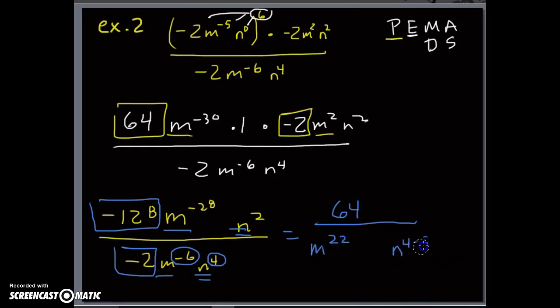And 4 minus 2 is 2. That is our final answer. Example number 3.